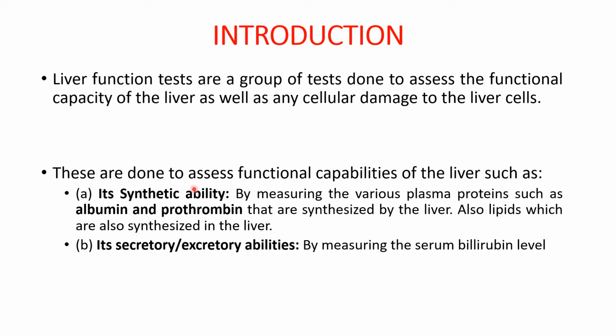These are done to assess functional capabilities of the liver, such as its synthetic ability, that is, by measuring the various plasma proteins such as albumin and prothrombin that are synthesized by the liver. Also, some lipids which are synthesized in the liver. The next one is its secretory or excretory abilities by measuring the serum bilirubin levels.